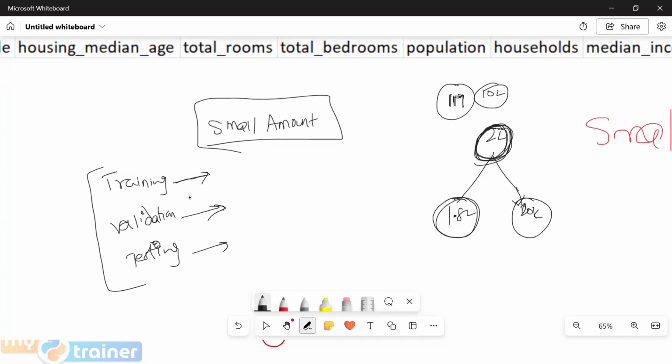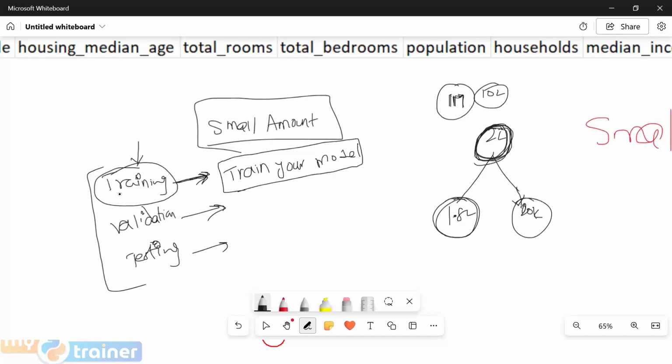Training set, whatever amount of data you use for the training set, that is going to be used to train your model. So the model will just keep on learning from the training set. It keeps on learning some knowledge from this training set. That is the only purpose of the training set. There is no other job for the training set. Is that clear? What is the purpose of the validation set?